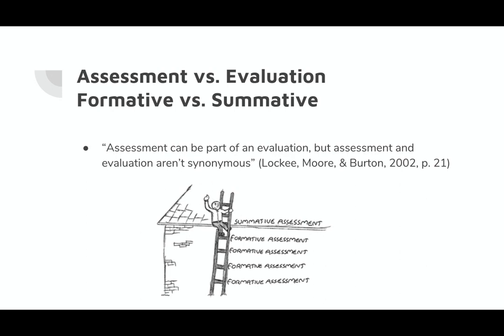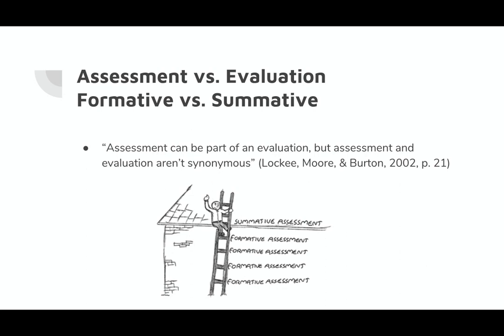So assessment is a measure of student learning. Did students learn what we asked them to learn? Evaluation, however, is when you're going to look at a course program. In this case, it's going to be maybe your entire online course or a module or an assessment that you're using, and deciding if it does what it's designed to do.